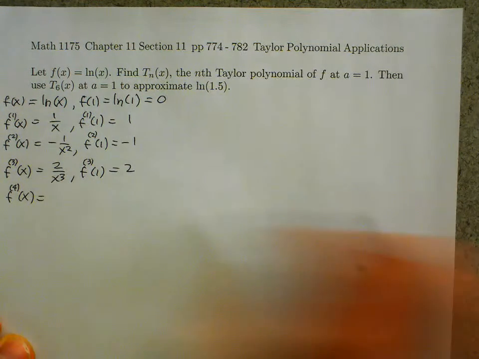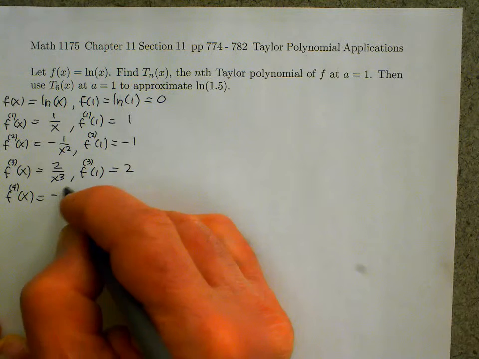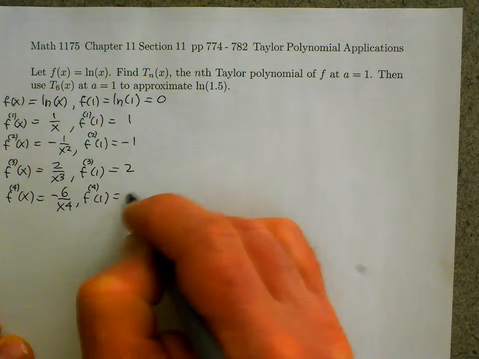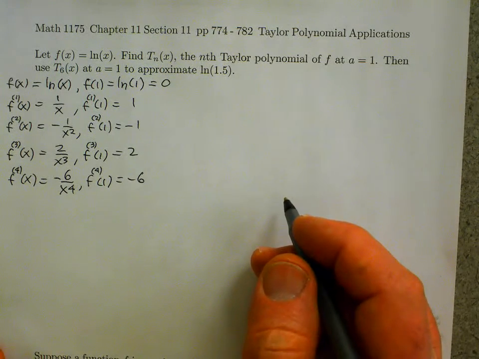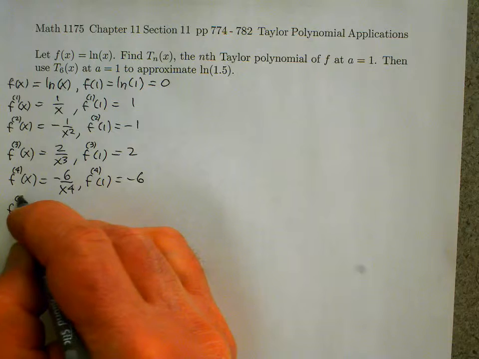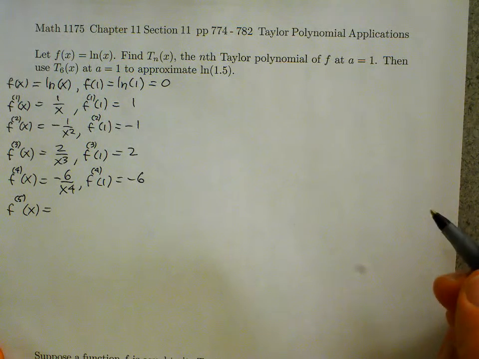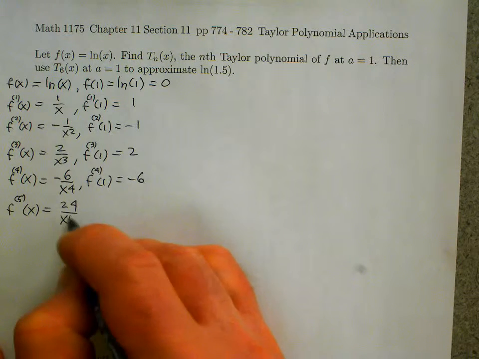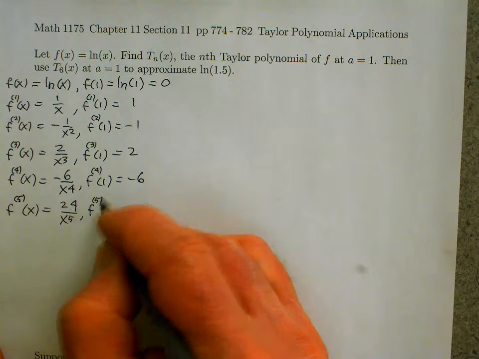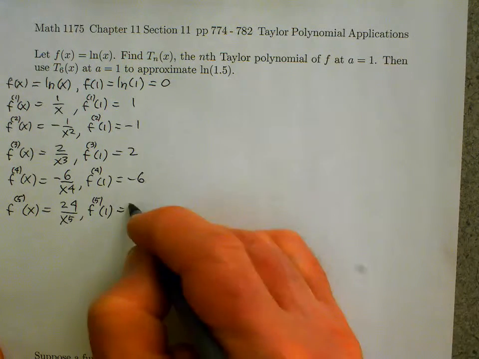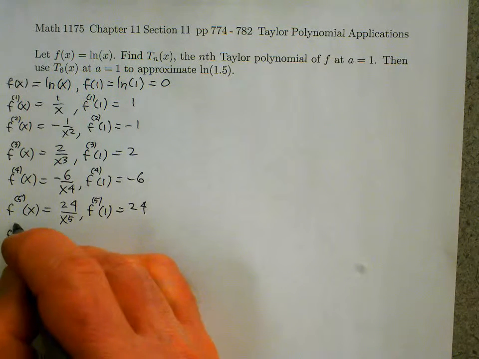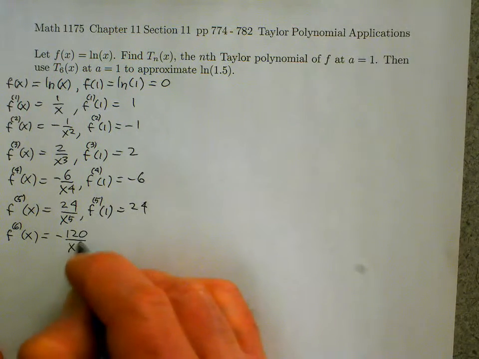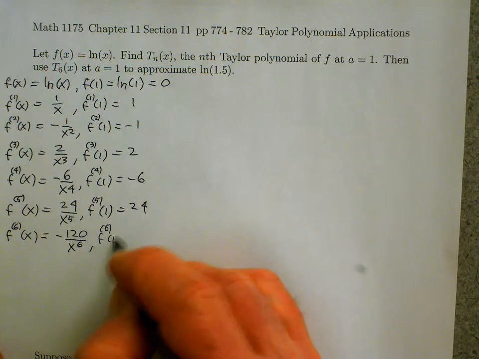Fourth derivative is negative 2 times 3. We'll just write negative 6 over x to the fourth. Evaluate the fourth derivative at 1, we get negative 6. A couple more derivatives. The fifth derivative is going to be positive 24 over x to the fifth. Evaluate the fifth derivative at 1, we get positive 24. And then the sixth derivative is negative 120 over x to the sixth. Evaluate the sixth derivative at 1, we get negative 120.